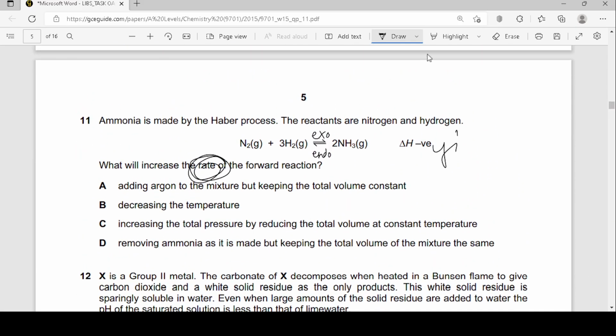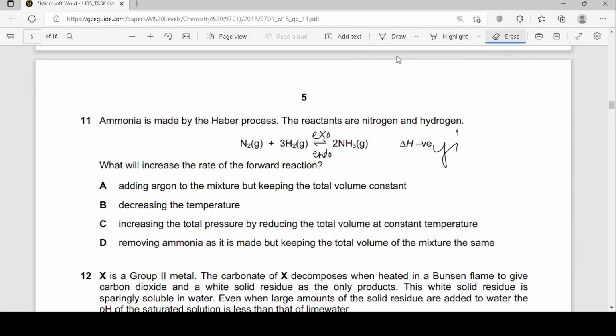So what will increase the rate of the forward reaction? Adding argon to the mixture but keeping total volume constant. What will argon do? Argon is not really even in this reaction, so if anything, it's acting as a catalyst, is it? But as I recall, the catalyst for this reaction is not argon, it's iron. Nevertheless, I'm really confused about what they're trying to say with this question, so I will not eliminate A, but I do not think it's the right answer.